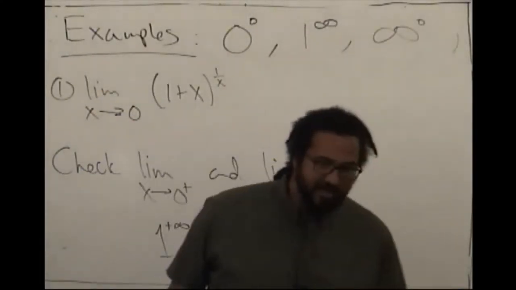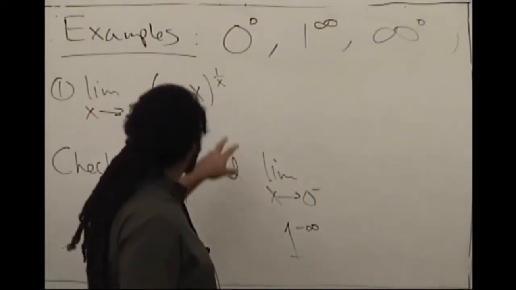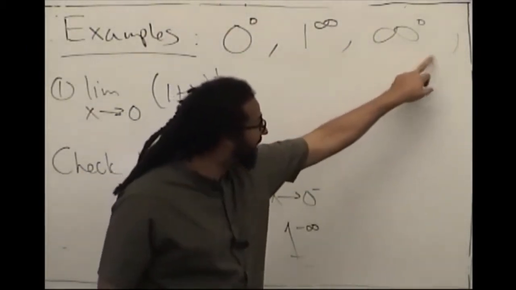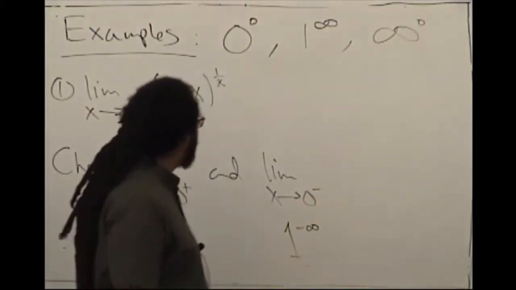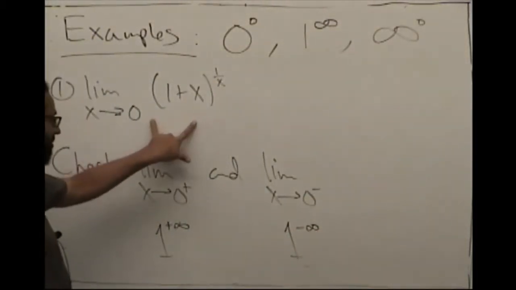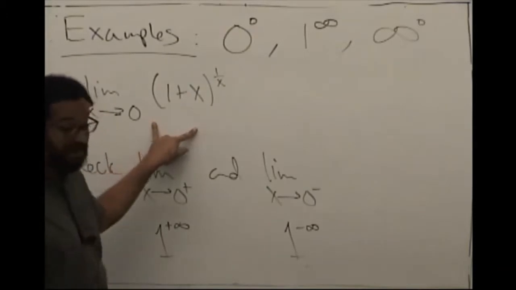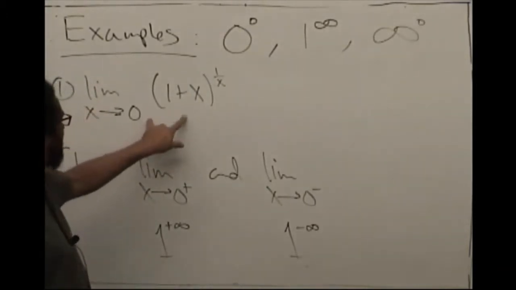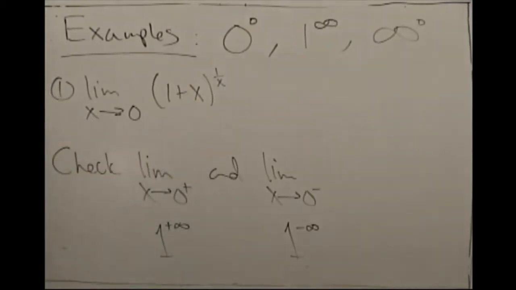All right, let's look at the last three indeterminate forms. So 0 to the 0, 1 to the infinity, and infinity to the 0 power. And here's sort of a typical, a fundamental limit, one that's probably worth memorizing. So we want to compute this thing.